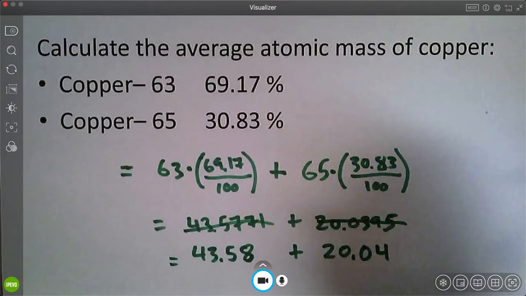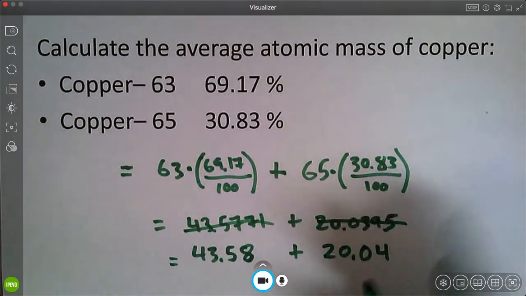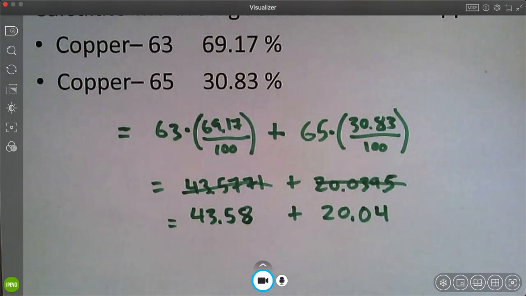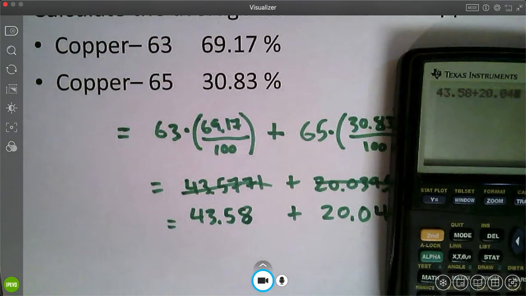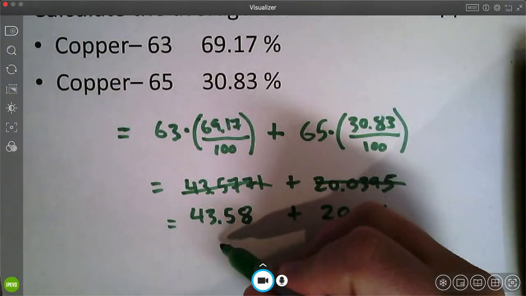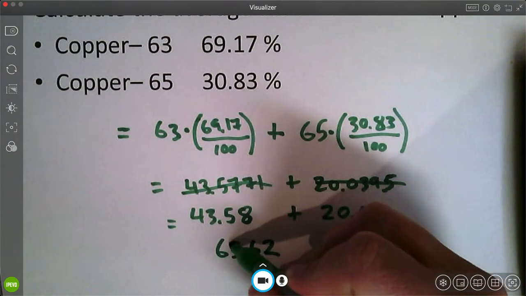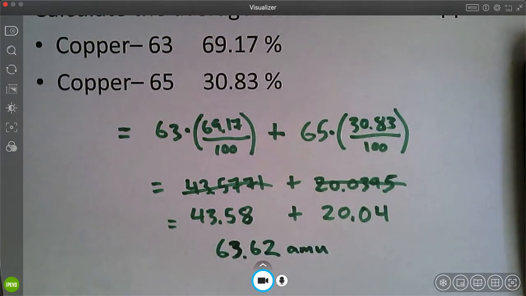Now, when I add them, I have 2 decimals each. So when I add them, I will have 2 decimals in my answer. Okay, rules of significant figures. So I'm going to take these numbers and add them. 43.58 plus 20.004, and I get 63.62 AMU, atomic mass units. Okay?